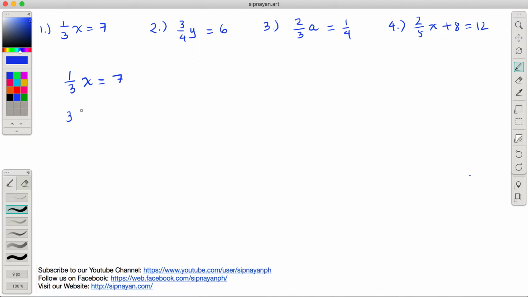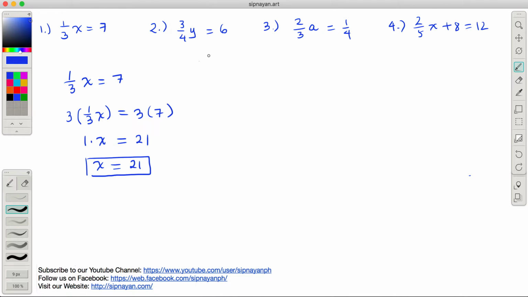So, 3 times 1/3 x equals, ano gagawin natin sa kanan? Siyempre, mumultiply din natin by 3. Whatever you multiply on the left-hand side, you also multiply on the right-hand side. And in general, kung ano man gagawin mo sa kaliwa, ganun din dapat yung gagawin mo sa kanan. 3 times 1/3 is just 1. And then 1 times x. And then 3 times 7 is 21. So 1 times x is just x. So that's equal to 21.